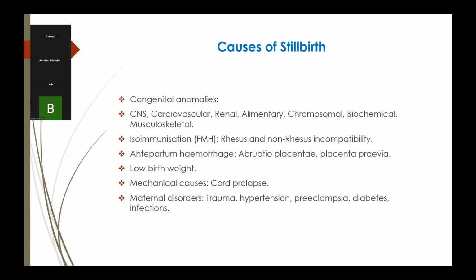We also have other causes like separation of the placenta before delivery, which we call placenta abruption, and placenta previa, which also causes bleeding. Low birth weight could also predispose the baby to death, and we also have cord prolapse. Maternal conditions could include preeclampsia, which is high blood pressure in pregnancy, and also conditions like infection and diabetes.